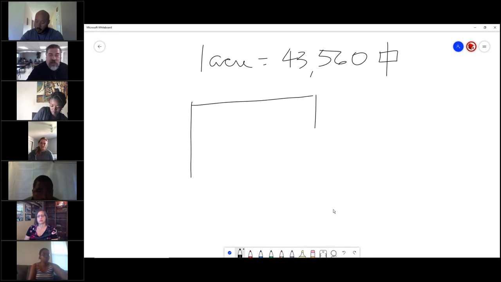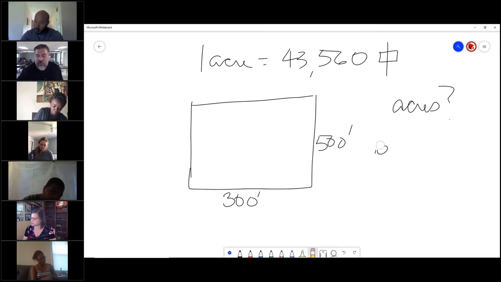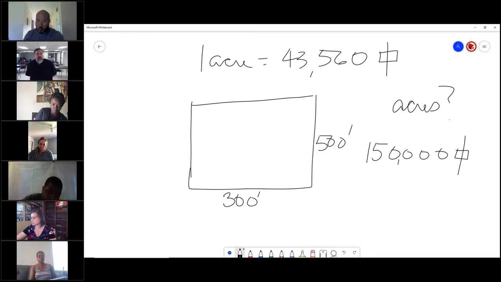So if I had a piece of property that was simply 300 feet by 500 feet, my question is, how many acres are in that? Three times five is 15. One, two, three, four zeros. That would be 150,000 square feet. If you took 150,000, divided it by 43,560, so we all get our calculator out that you will probably be given when you take the test, you will get that this guy has 3.44 acres.